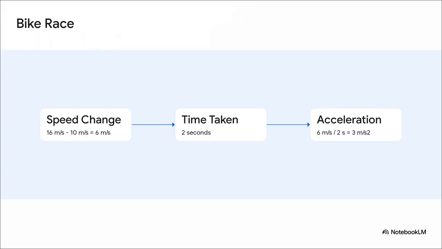Here's how we calculate it. First, find that change in speed. 16 minus 10 leaves us with 6 meters per second. Then, we divide that 6 by the 2 seconds it took. That gives us an acceleration of 3 meters per second, which you'll usually see written as 3 meters per second squared. It means every single second you're pedaling, your speed increases by another 3 meters per second.